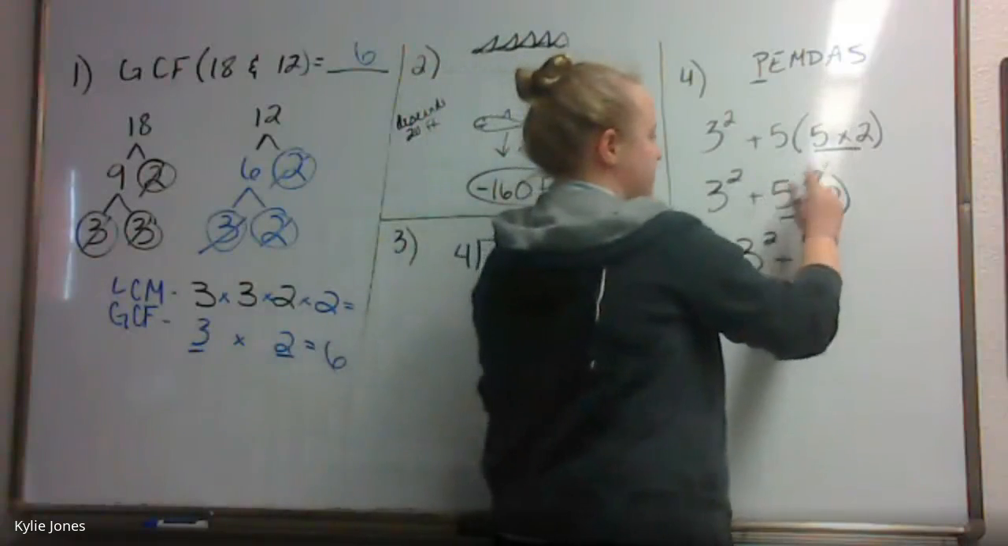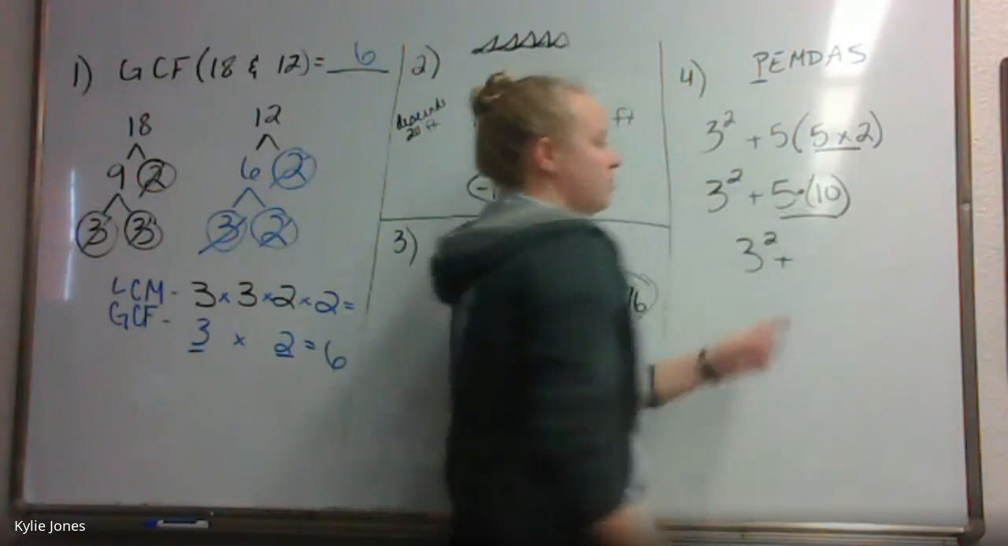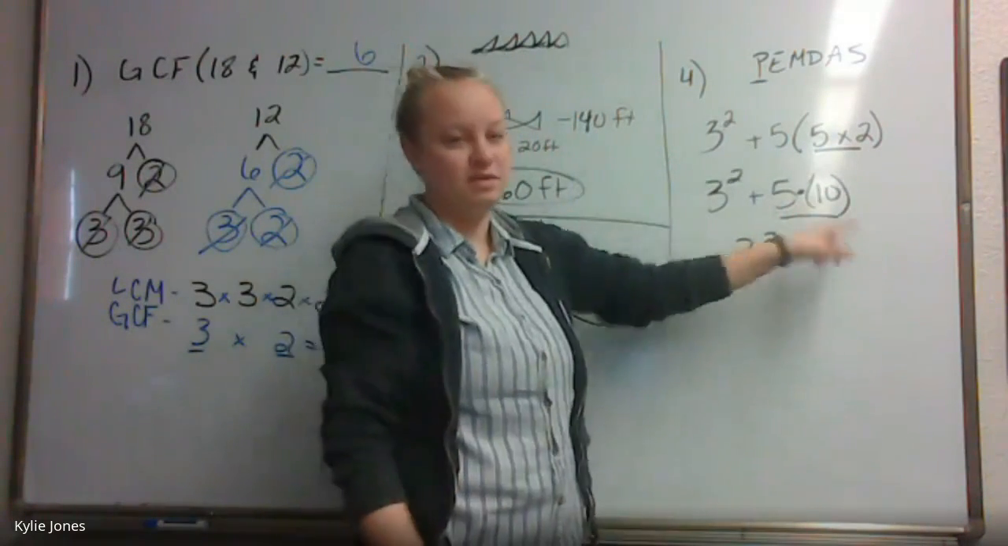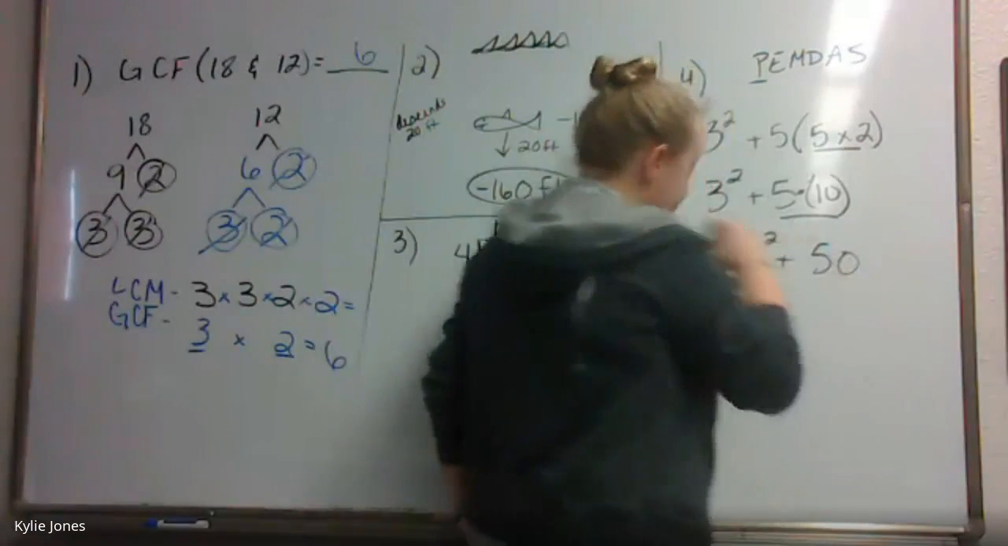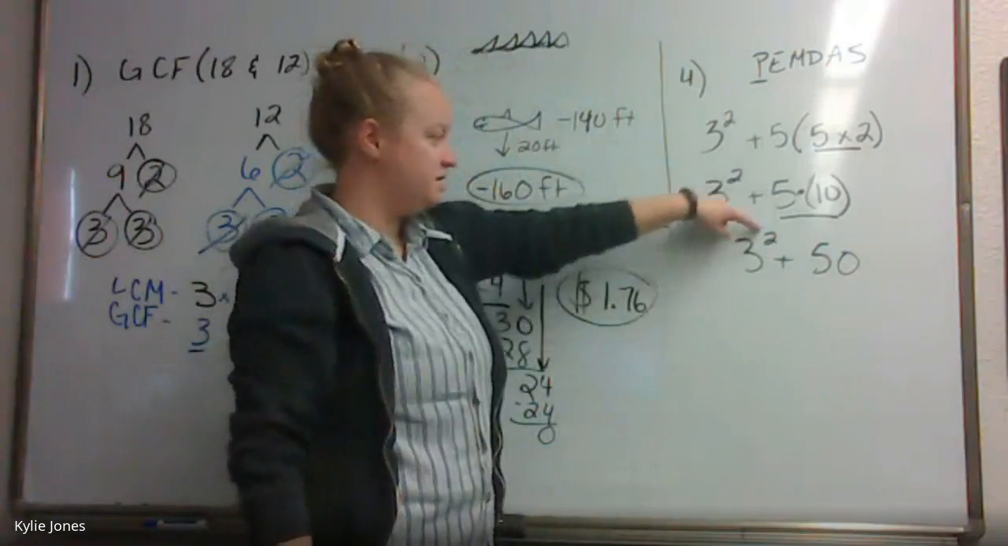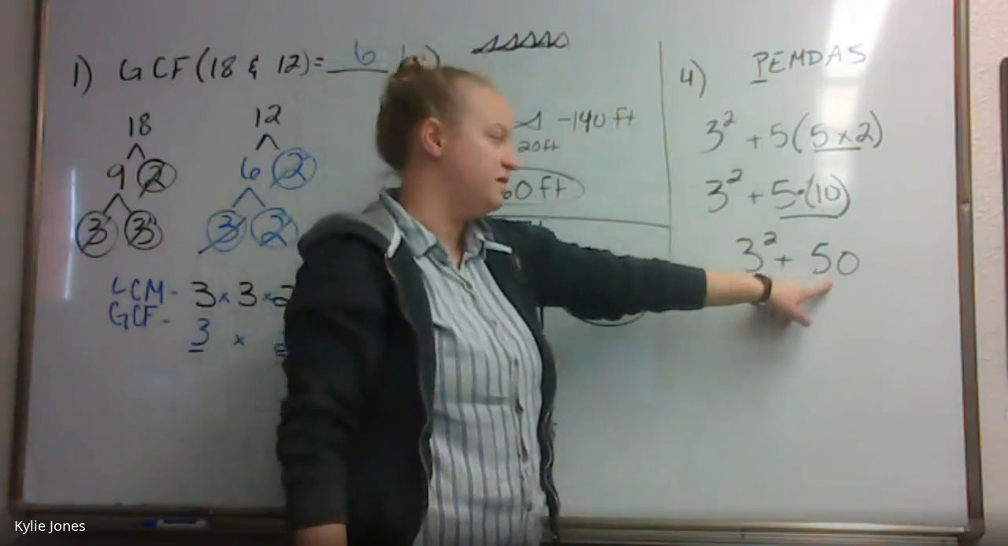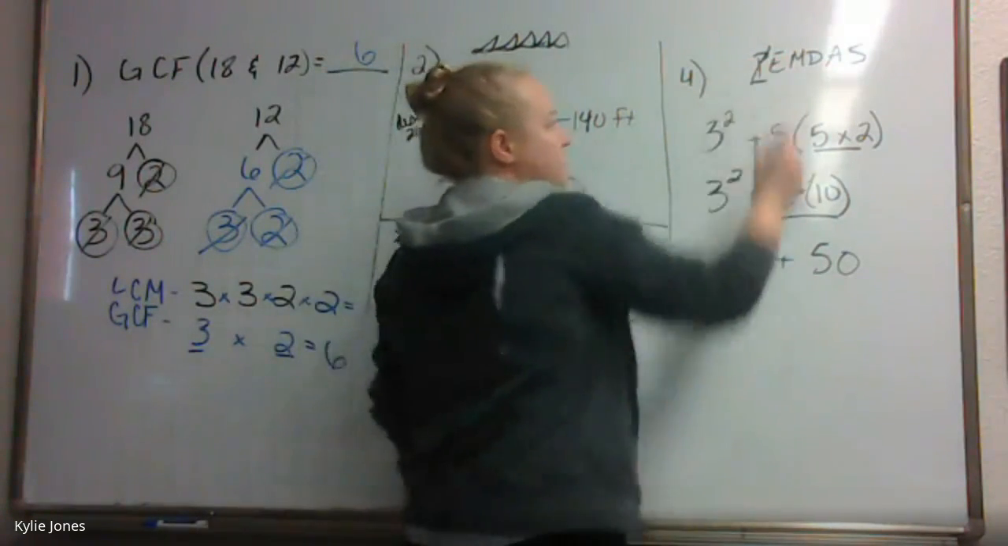Okay. So this time, when you have these parentheses, remember it means that you're multiplying the number on the outside times the number on the inside. So what is 5 times 10? 50. 50. Good. So now we're left with 3 to the 2nd power plus 50. So we did our parentheses. What's next?